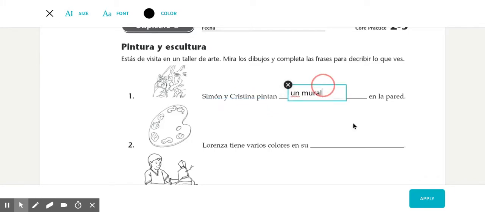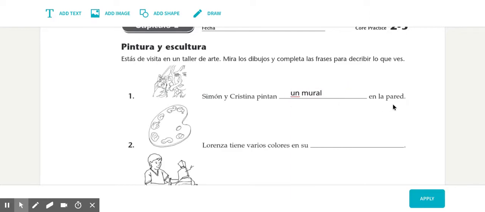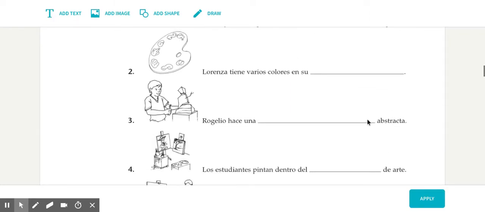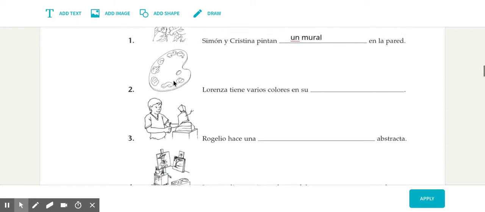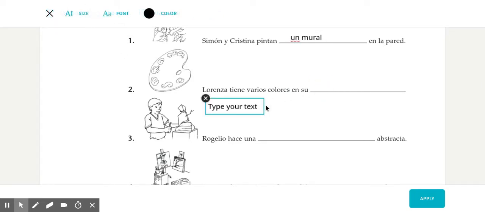Pintan un mural en la pared. They're painting a mural on the wall. Número 2 es una paleta, right? That's a palette. Lorenza tiene varios colores en su paleta.